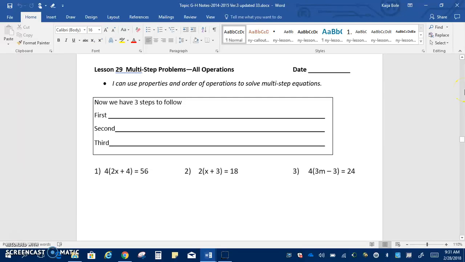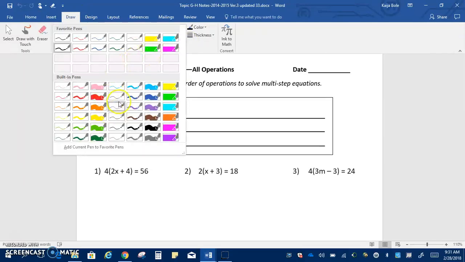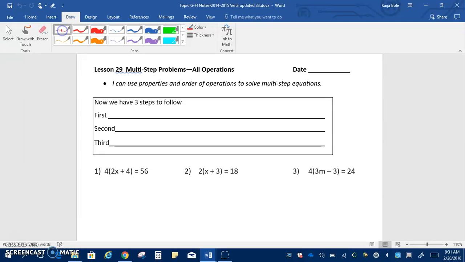Alrighty, here we are on lesson 29, multi-step problems, and we are using all operations now. So we had two steps in the lesson before this. Now we're going to add a third step in. So our first step now is going to be to distribute. So that's what's going on this first line here. So first we distribute.